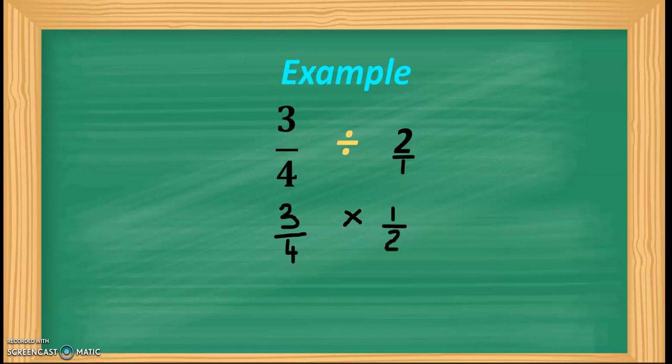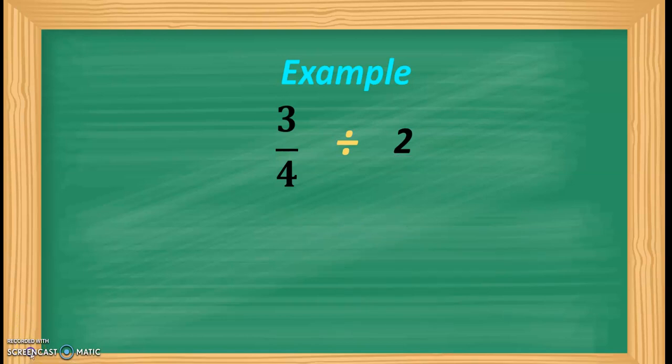Now, we're going to multiply what? We're going to multiply the numerators and the denominators. Now, when I multiply 3 times 1, I end up with 3. And when I multiply 4 times 2, I end up with 8. So here we have it. Our fraction is 3 over 8. I hope you got this correct.